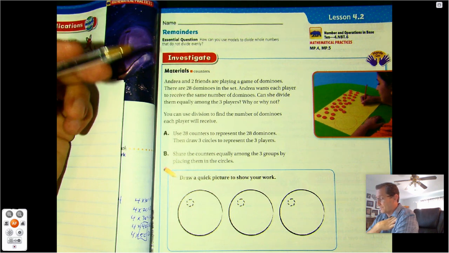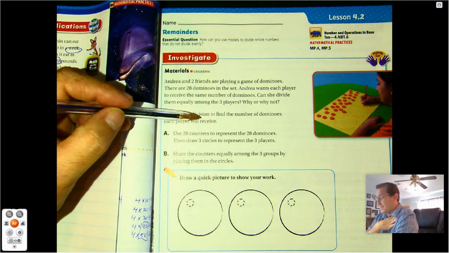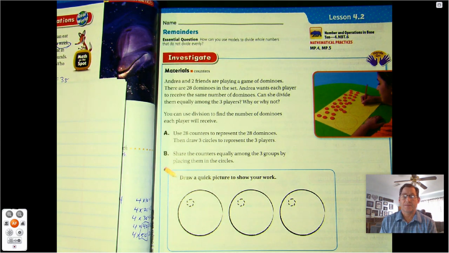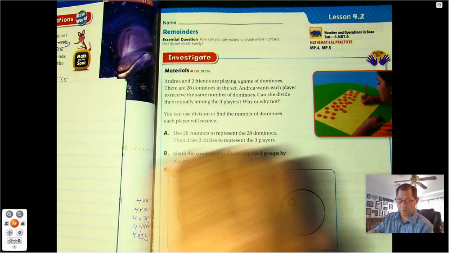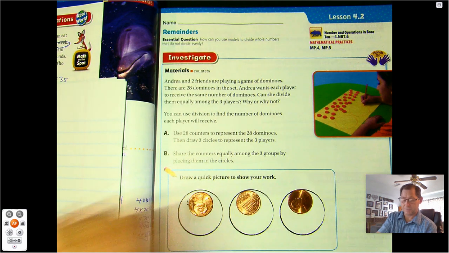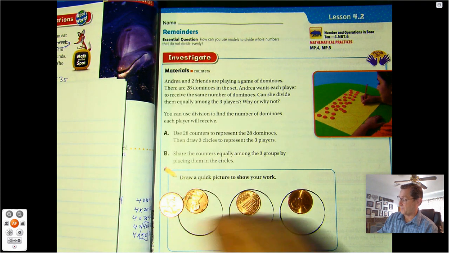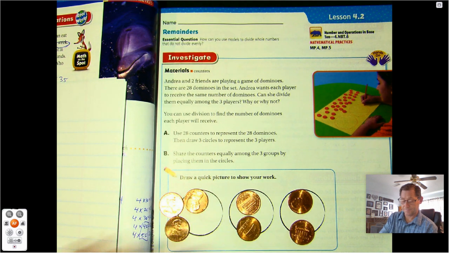Why or why not? Okay, so it says you can use division to find the number of dominoes each player will receive. So use 28 counters to represent the 28 dominoes. So if I use pennies, we're going to have three circles. Those are going to be the three players, right? Andrea and her two friends. So you basically would just keep sharing the amount of pennies until you used up all your pennies or your counters.